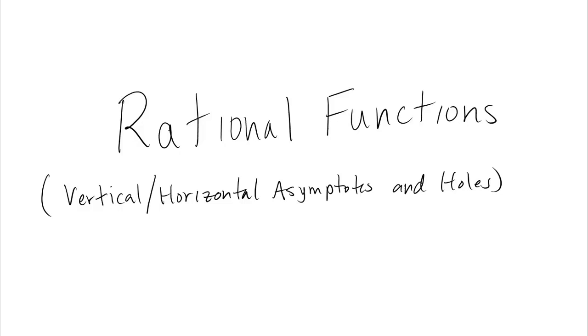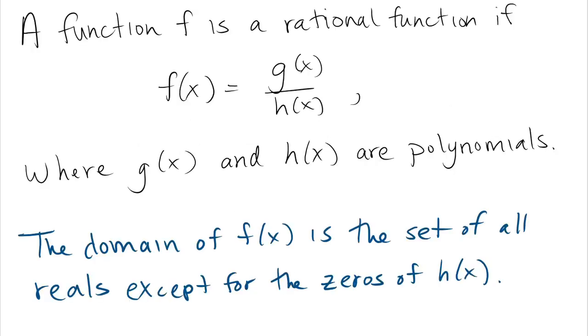In this lecture, we're going to discuss rational functions with a focus on vertical and horizontal asymptotes and finding holes in the graph. Let's formally define what a rational function is. A function f is a rational function if f of x equals g of x divided by h of x, where g of x and h of x are polynomials. So a rational function is just the quotient of two polynomials.